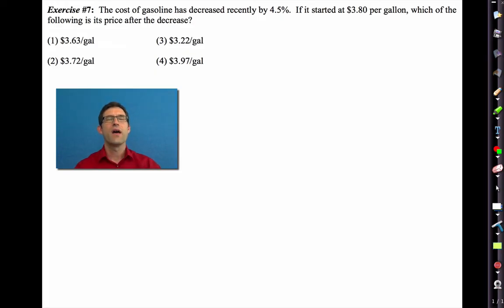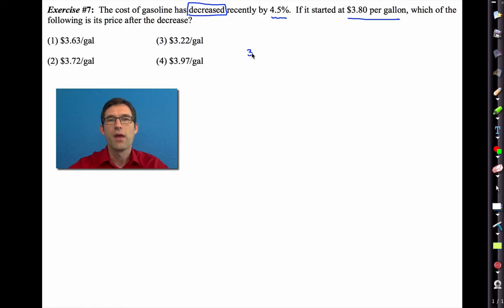All right, the cost of gasoline has decreased. Important to know whether we're increasing or decreasing. Has decreased recently by 4.5%. I was going to almost say 45%, which would be awesome. If it started at $3.80 per gallon, which of the following is its price after the decrease?